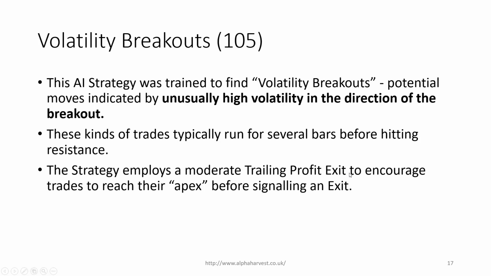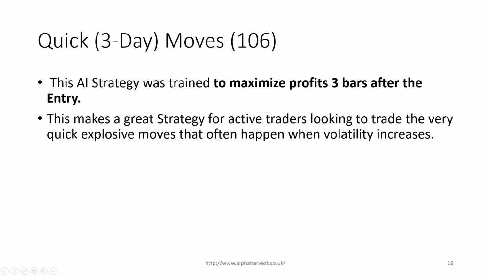Okay, volatility breakouts. This AI strategy was trained to find volatility breakouts, and that's the potential move indicated by unusually high volatility in the direction of the breakout. These kinds of trades typically run for several bars before hitting resistance. The strategy employs a moderate trading profit exit to encourage trades to reach their apex or climax before signaling an exit. Okay, and quick 3-day move. This AI strategy was trained to maximize profits 3 bars after the entry, and this makes a great strategy for active traders looking to trade the very quick, explosive moves that often happen when volatility increases.